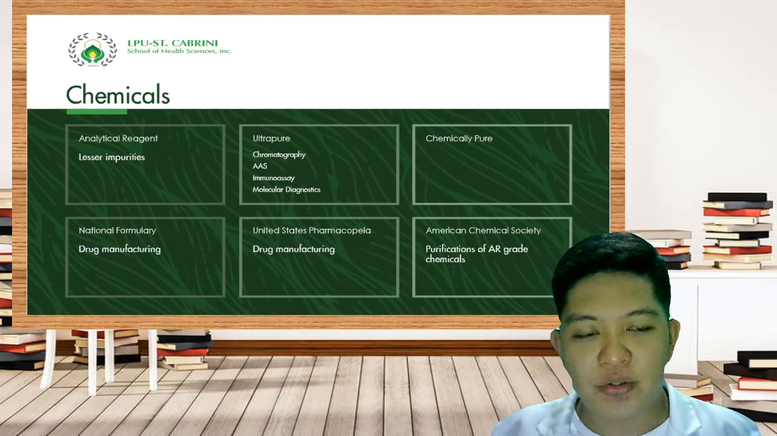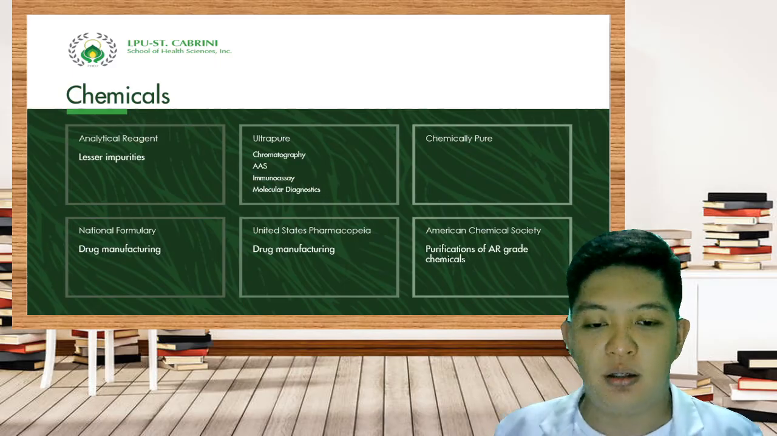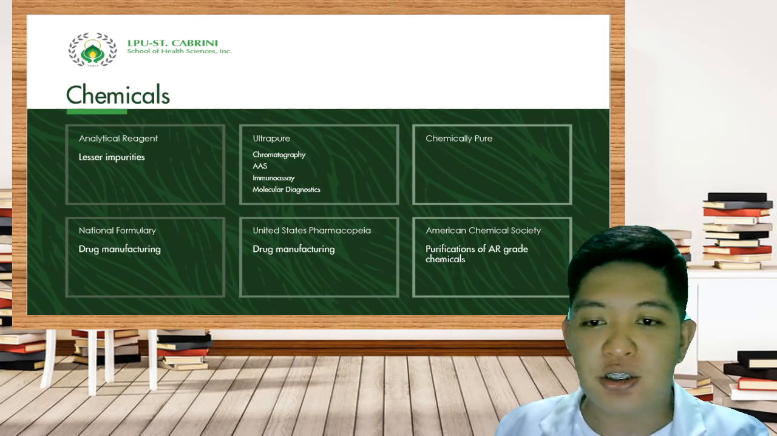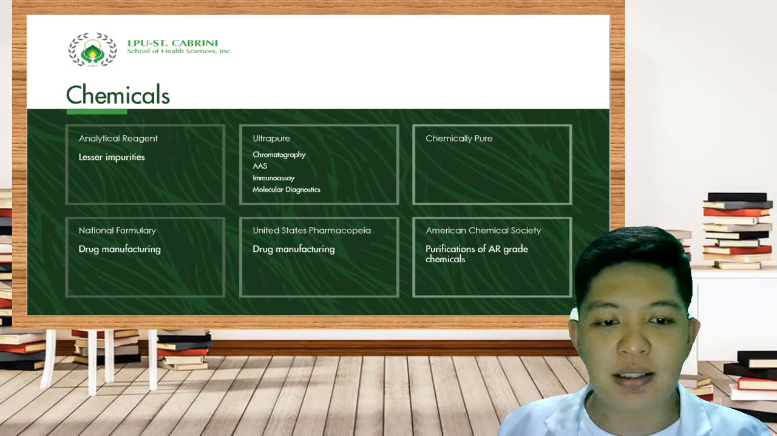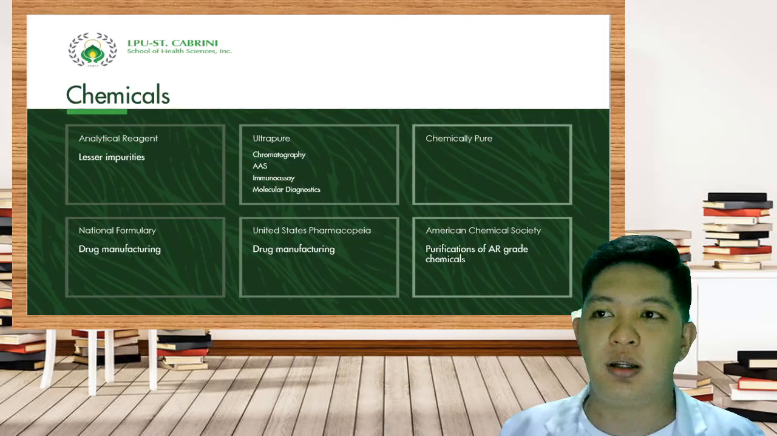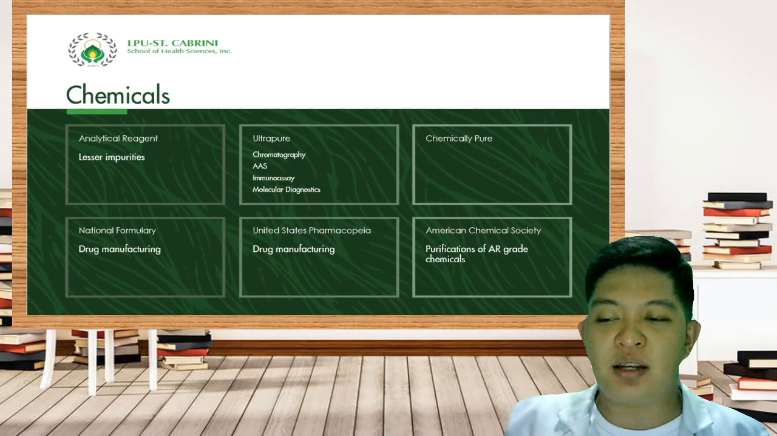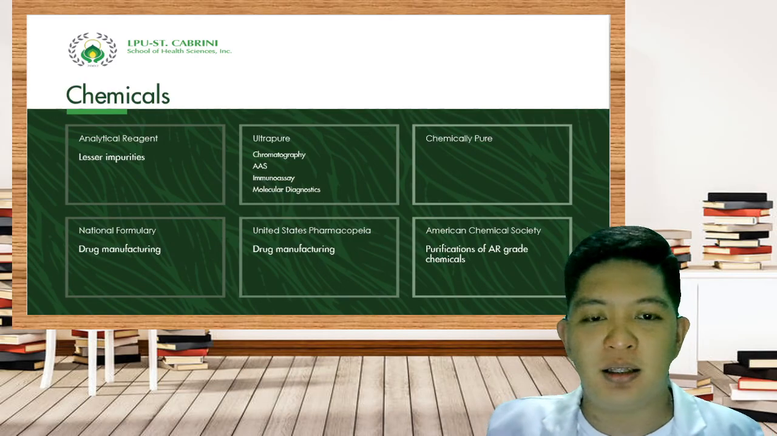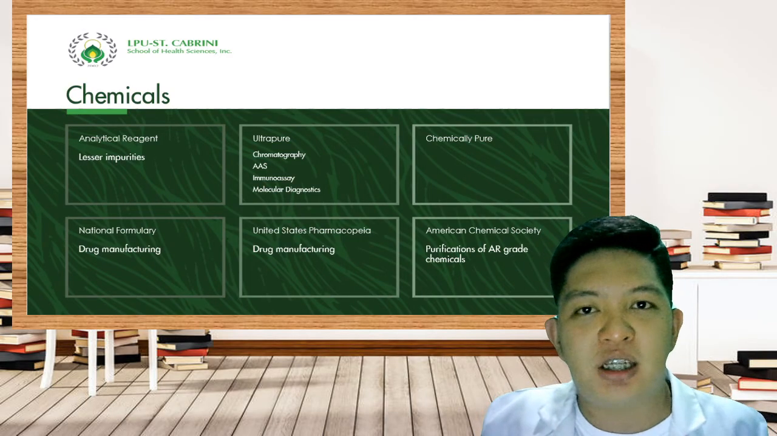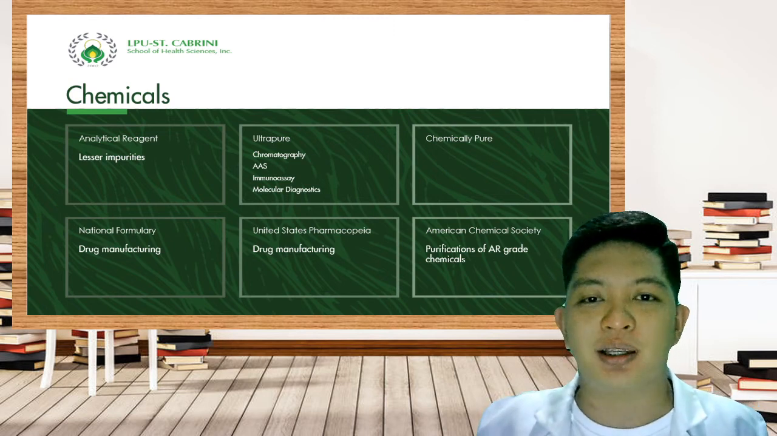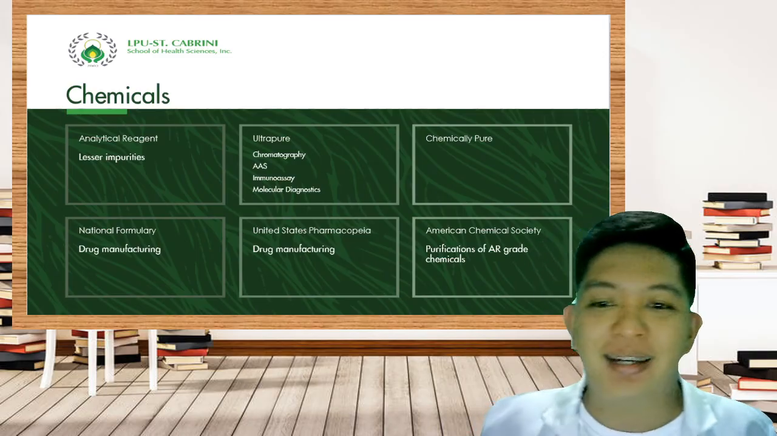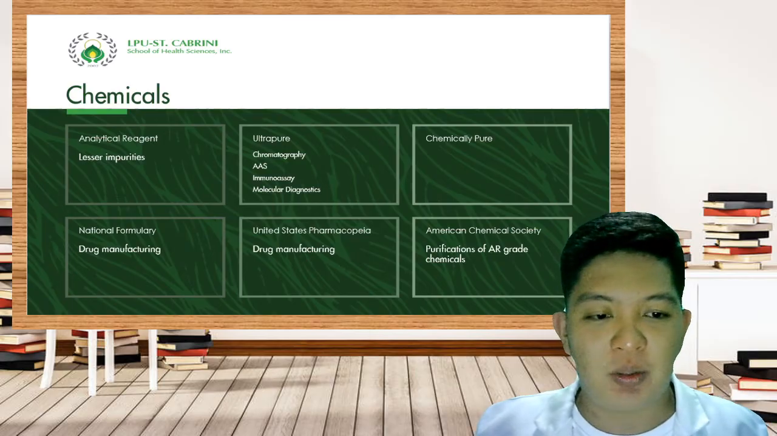Okay? We also have your chemically pure. We also have your national formulary. National formulary and United States pharmacopoeia are both suitable for drug manufacturing. This is the reason why you heard it from Sir Aldrin. This reagent is an analytical grade reagent. This reagent will be used for drug manufacturing during your analytical chemistry days. Those are the reagents, chemicals na ginagamit nila.